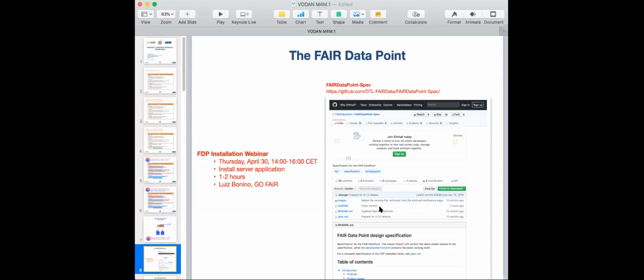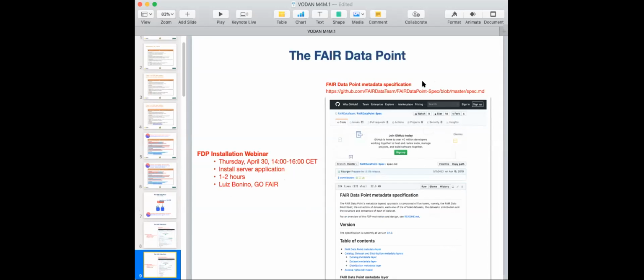Okay, just a few slides on the FAIR data point. Here's another reference to the webinar by Luis on Thursday. If you're interested beforehand, you can go to this GitHub link to find a FAIR data point specification, so you can get some background on this and even start taking a look at the code. There is also, on the FAIR data point, a generic metadata specification. This is just a framework or schema in which we will embed all of our domain-specific and community-specific metadata elements. At this link, you can already begin to see what this generic metadata for the FAIR data point looks like.